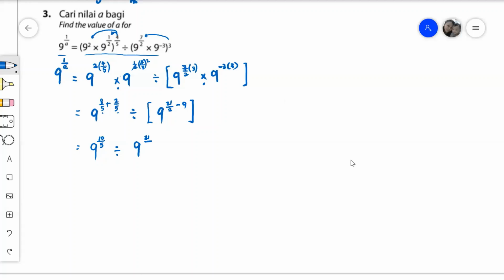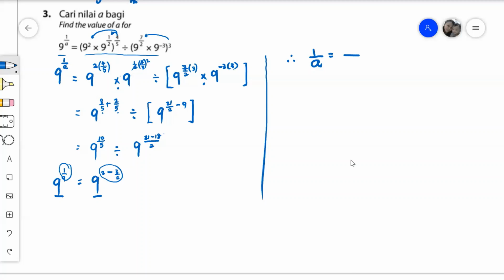We can use the calculator or we find the lowest common multiple, which is 2. All right, then we have 9 to the power of 10 over 5 is 2. And then minus this one, 21 minus 18, so we have 3 over 2. So 9 to the power of 1 over A equals 9 to the power of 2 minus 3 over 2. Same base. Now we can equalize the index. So we have 1 over A equals 2 minus 3 over 2.